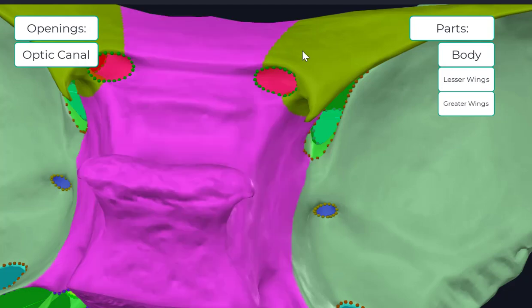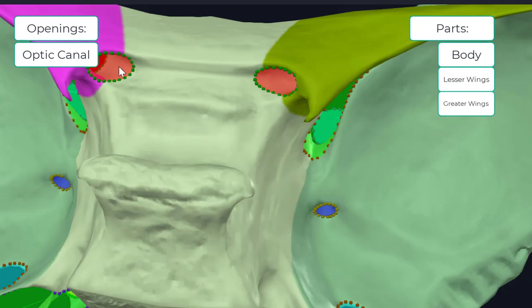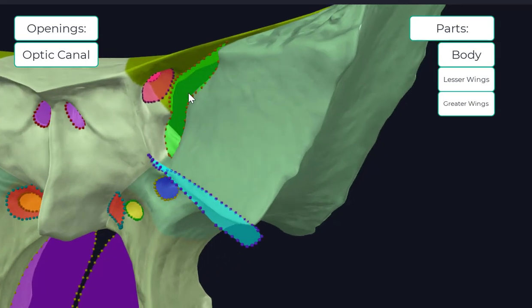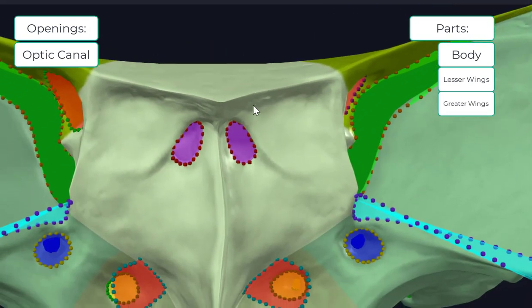Here we have the body and the lesser wing, body and the lesser wing, and between the junction there is optic canal from where optic nerve enters the skull.